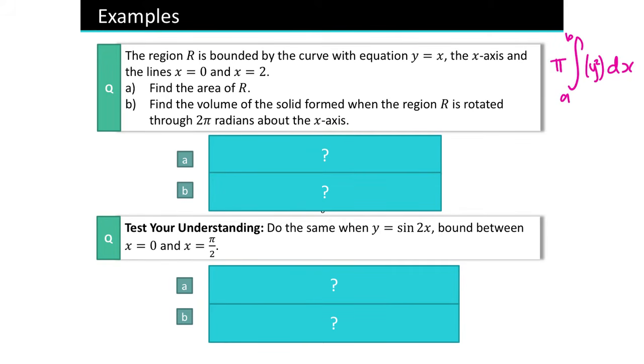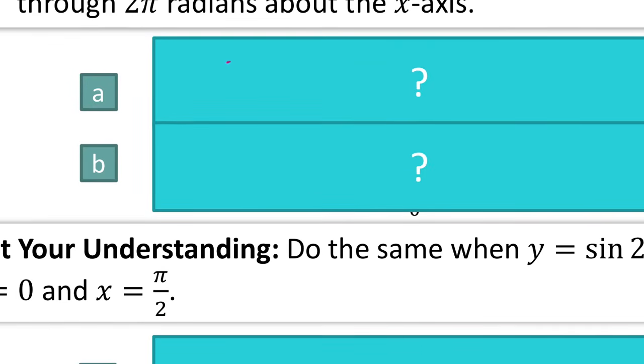Okay? Are we ready? So the region R is bounded by the curve of the equation y equals x, the x-axis and the lines x equals 0 and x equals 2. Find the area of R. So first of all, it wants the area. How do we work out the area? We're going to integrate between 2 and 0, x with respect to x.